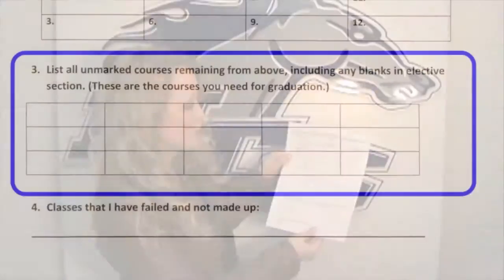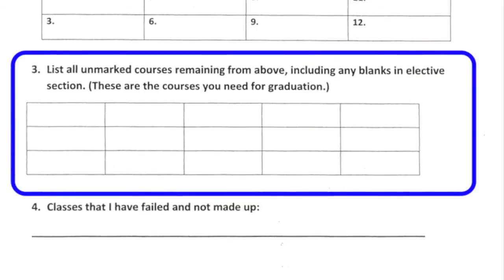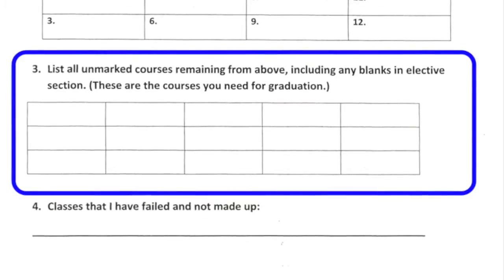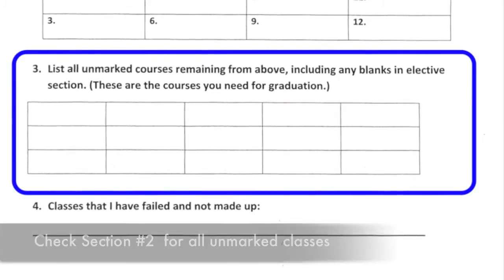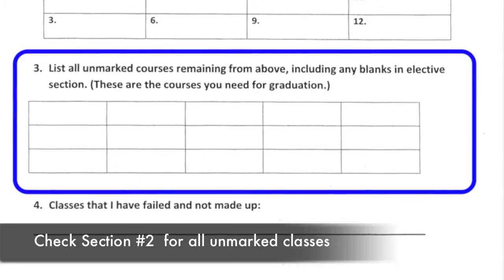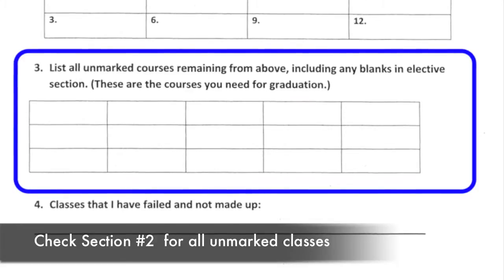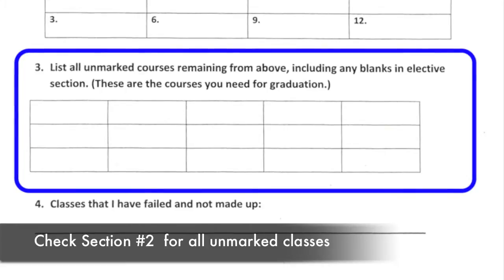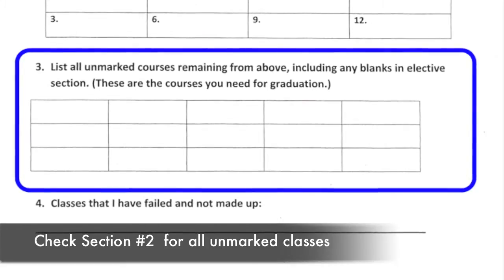Okay, now we're going to move on to step 3. On step 3 of our transcript check, you're going to look at all the classes that were listed in the top. Any class that you do not have a line drawn through, you're going to write in the small boxes on number 3. So if you took Math 2, sophomore math, and you passed the first part, but you failed the second part, so you still have that open, there's not a line drawn through it, you're going to write Math 2 Part 2 down at the bottom.